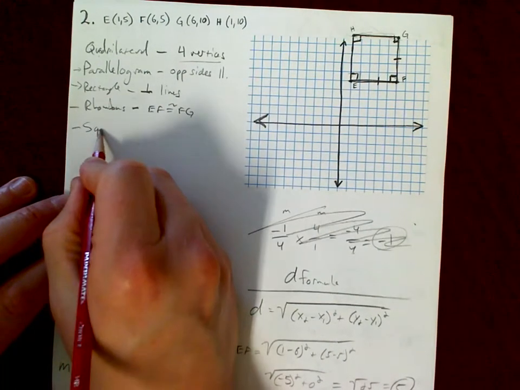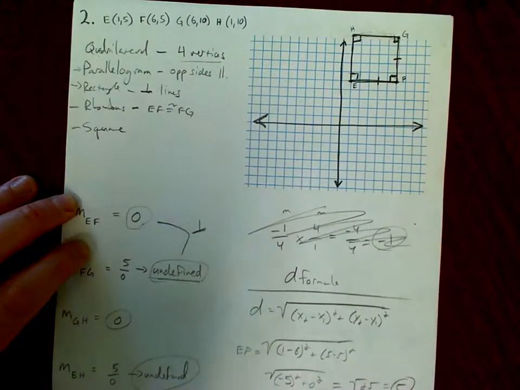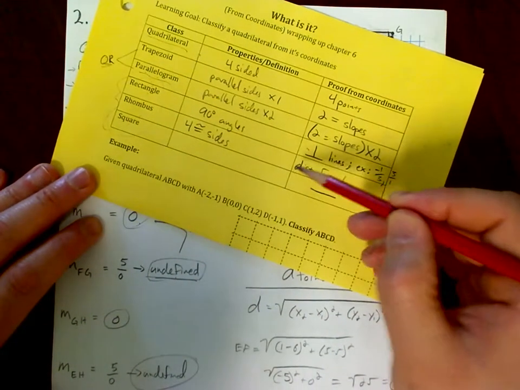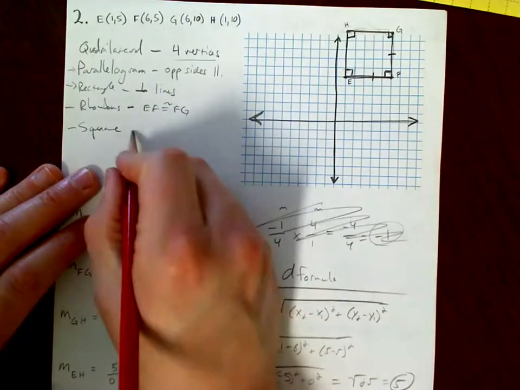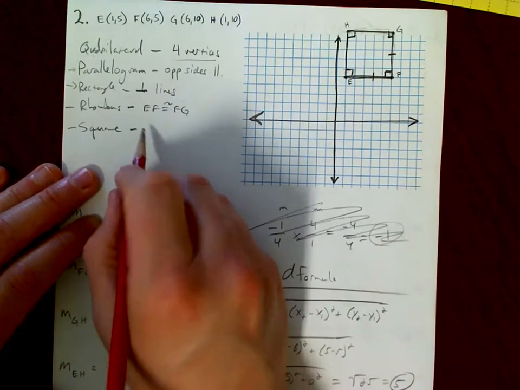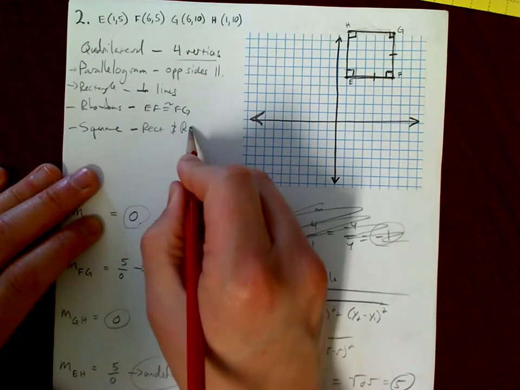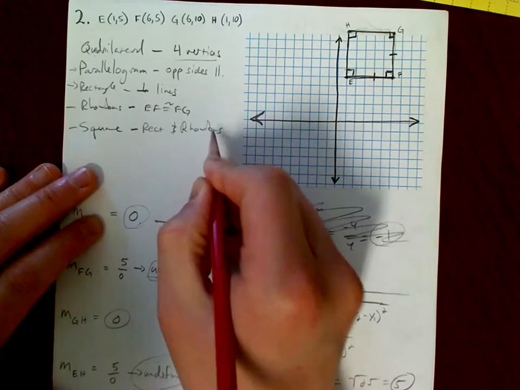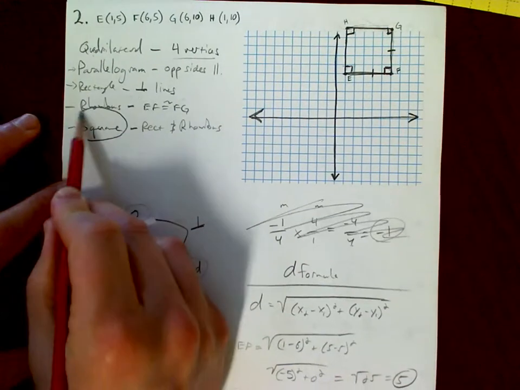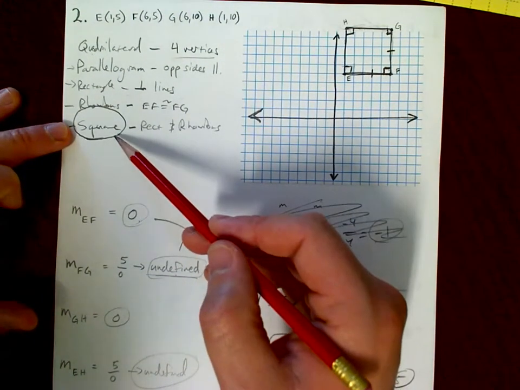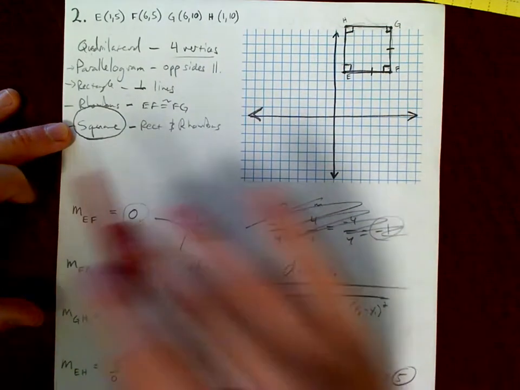So last, is it a square? Now remember, for a square, we don't have to do any additional tests because if this is true and this is true, then it's a square. So it's a square because it's a rectangle and a rhombus. So this is the most specific classification we can get for this quadrilateral. It is a square. So we'll stop right there.